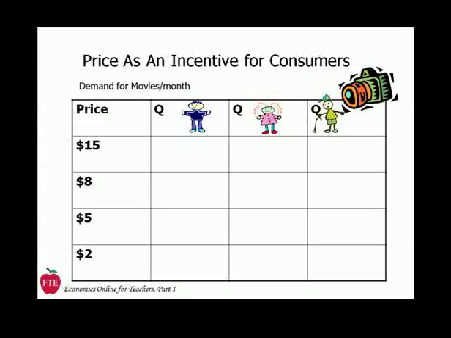Click, freeze the action. Okay, Eli, given your current income and tastes, and assuming that there are lots of movies out there that you'd like to see, how many movies would you go to see each month if the theater ticket price were $2, $5, $8, $15? Okay, so what we see in column 1 tells us how Eli's behavior changes with the changing incentive of price.